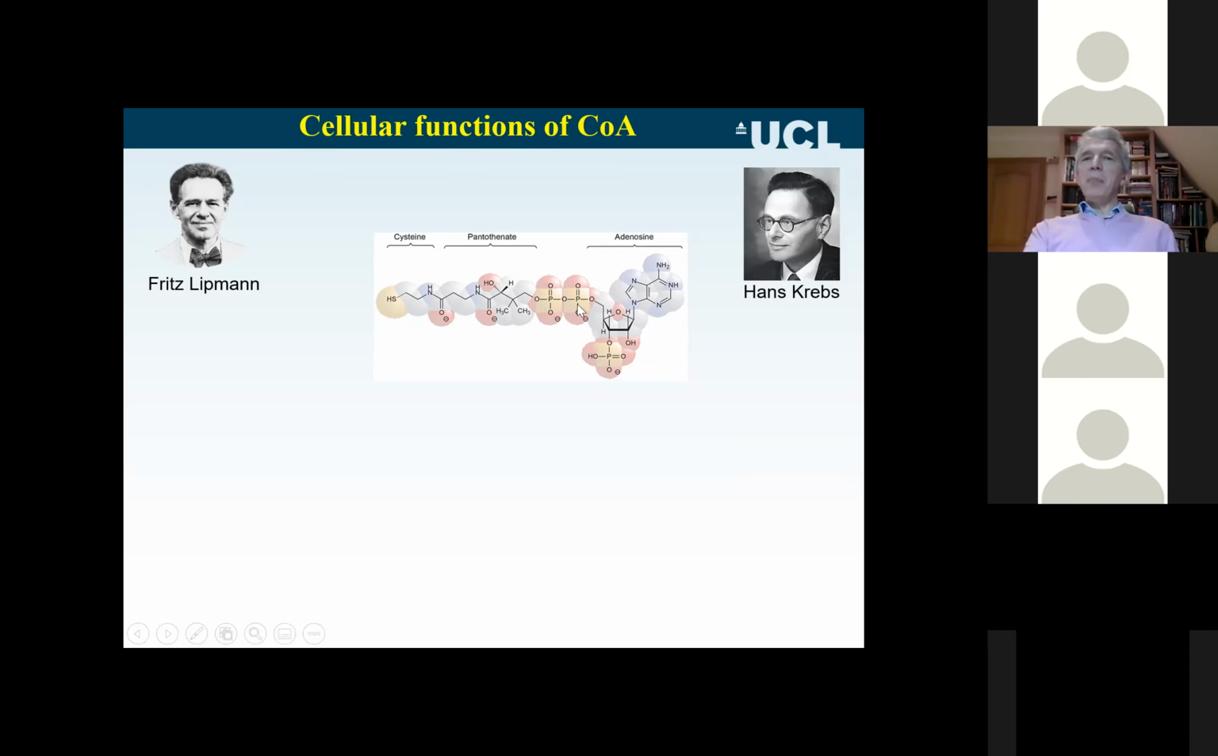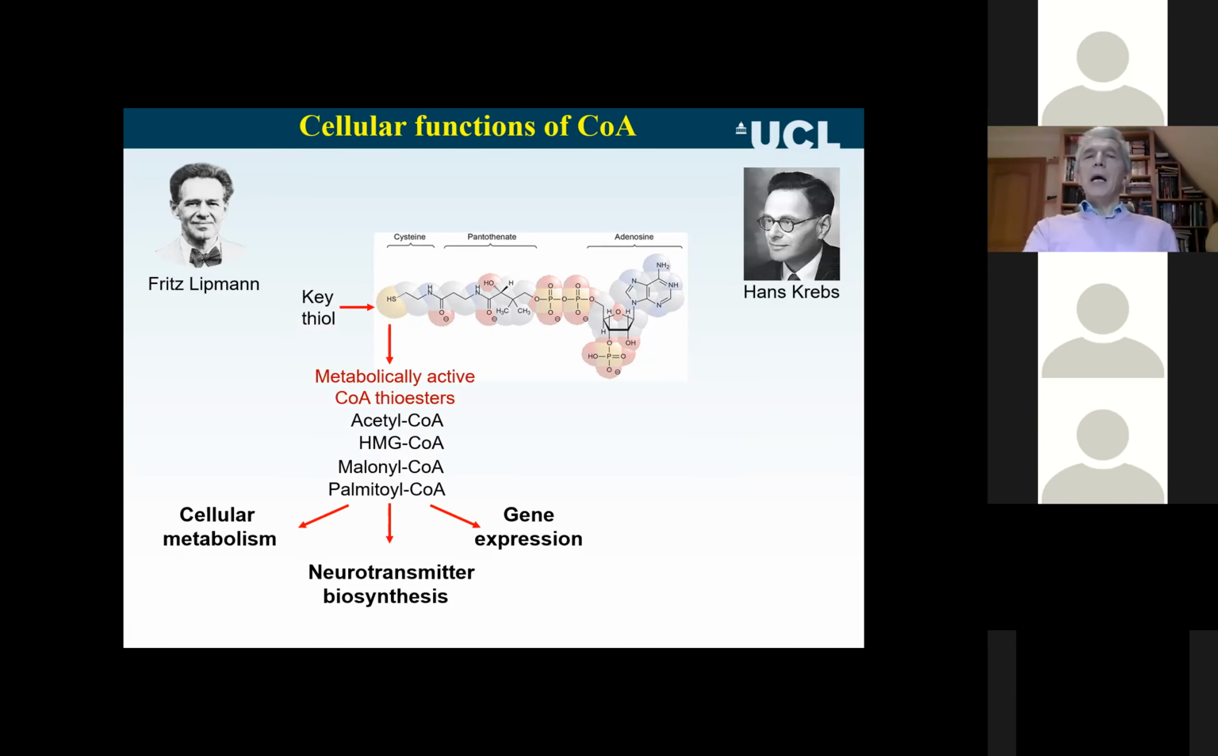The presence of the ADP moiety and the thiol group allows CoA to participate in numerous metabolic and biochemical reactions, and to generate metabolically active CoA thioesters, such as acetyl-CoA, HMG-CoA, malonyl-CoA, and others. Now it is well known that they are critical for cellular metabolism, the regulation of gene expression, especially via protein acetylation, and the biosynthesis of neurotransmitters, cholesterol, ketone bodies, and other important cellular biomolecules.